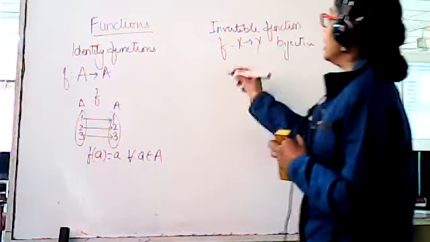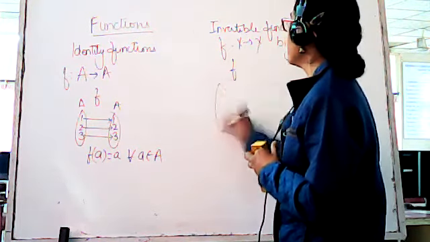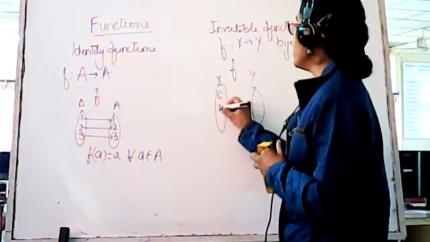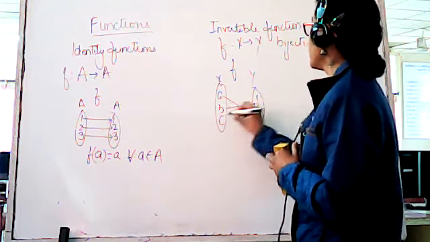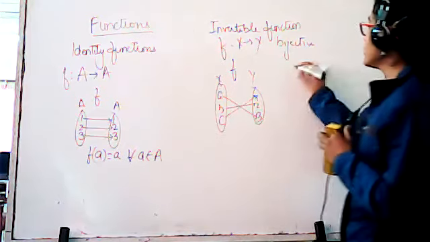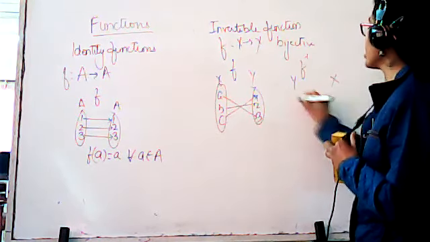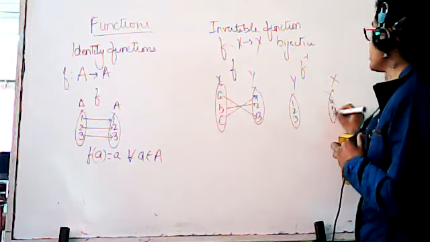For example, let us suppose a function f from X to Y, with a, b, c and 1, 2 and 3. This function is 1-1. This function is onto also. So f inverse exists from the set Y to the set X. That is, 1, 2, 3 to a, b and c.